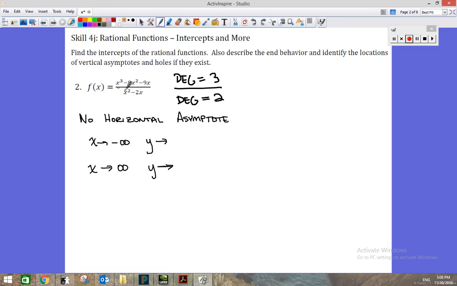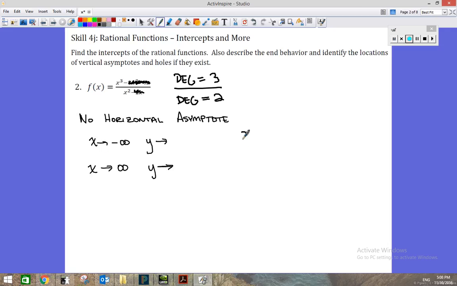It becomes so much larger, or in the case of negative infinity, so much smaller, that these other terms don't even affect it. It's just a grain of sand versus an entire beach. Now here in the denominator, same idea. This x squared, the term with the largest exponent, dominates the other terms.